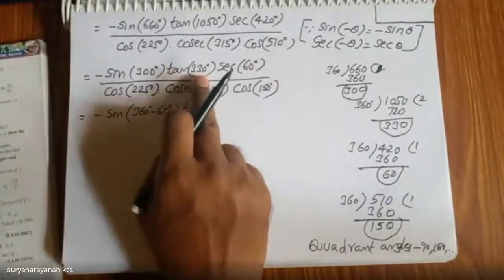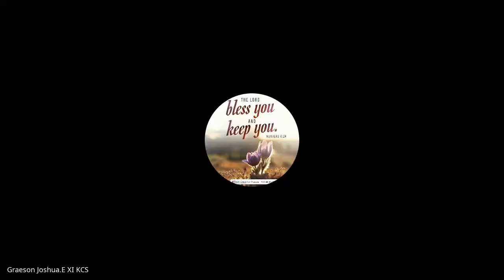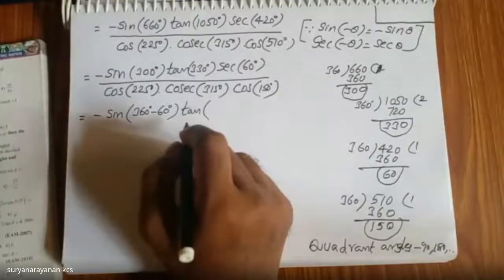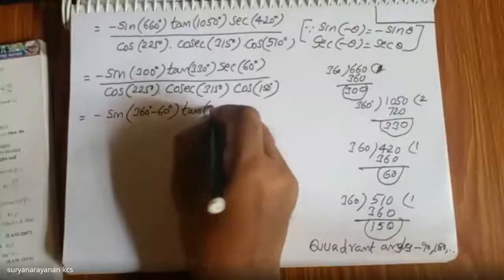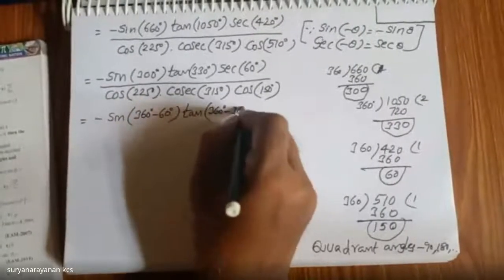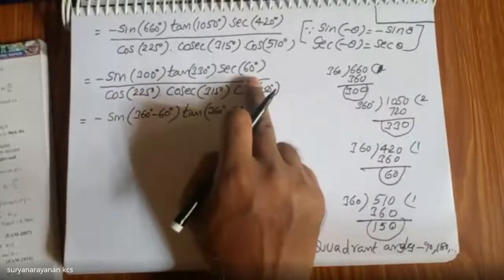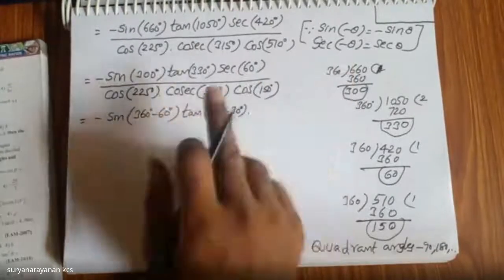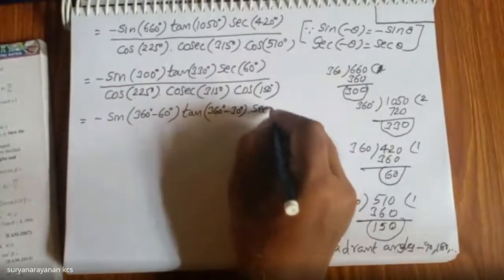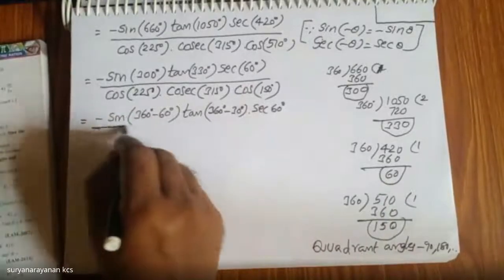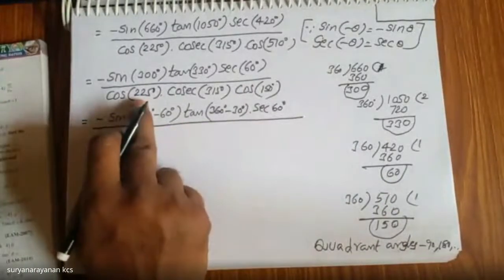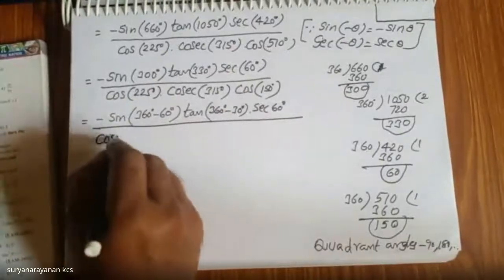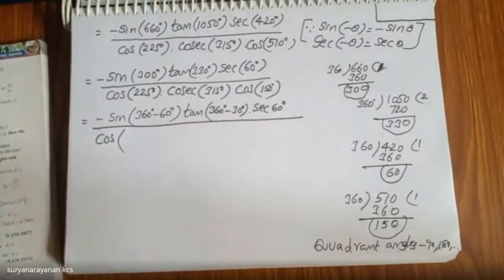How do you write this 330 degrees? 300 plus 30 degrees? 360 minus 30 degrees. Yes, 360 degrees minus 30 degrees. Already this 60 degrees is a well-known angle. We know that angle value, so we will write secant 60 degrees later. 225 degrees, how will you split? With the help of quadrant angles, how do you split?